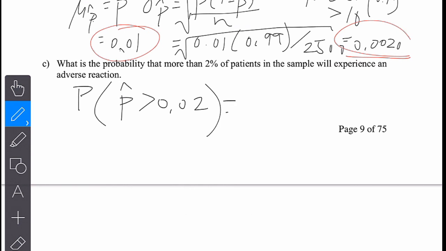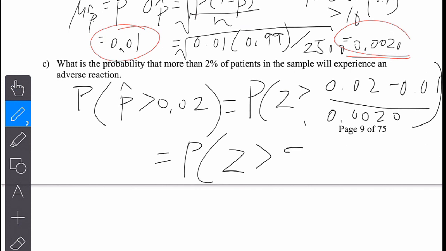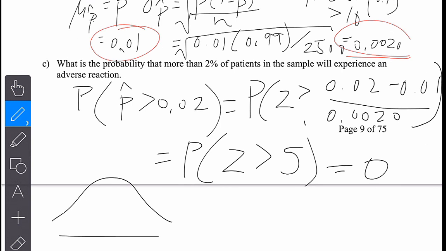This is P, this will be a Z greater than 0.02 minus 0.01 divided by, standardizing by 0.0020, and I got carried away doing a square root. I almost did it again. So this will be P of Z greater than 5, and we know that that's so small it's close to 0, right? Because 5 is off our charts. It's over here, and we say there's not anything really over there. We just say it's 0.